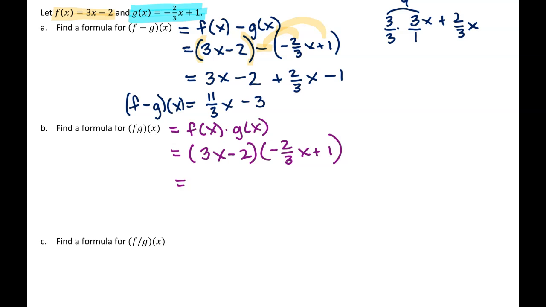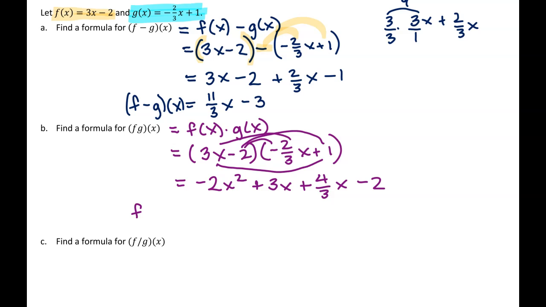So this is basically just foiling. Our first two, 3x times negative 2/3 x, actually works out really nicely. We get a negative 2x squared. Our outer is a 3x. Our inner ends up being positive 4/3 x. And then our last is negative 2. And I can do just a little bit better and make that a negative 2x squared. And then 3, so that again is 9/3 x plus 4/3 x. So I think I'm seeing 13/3 x minus 2.